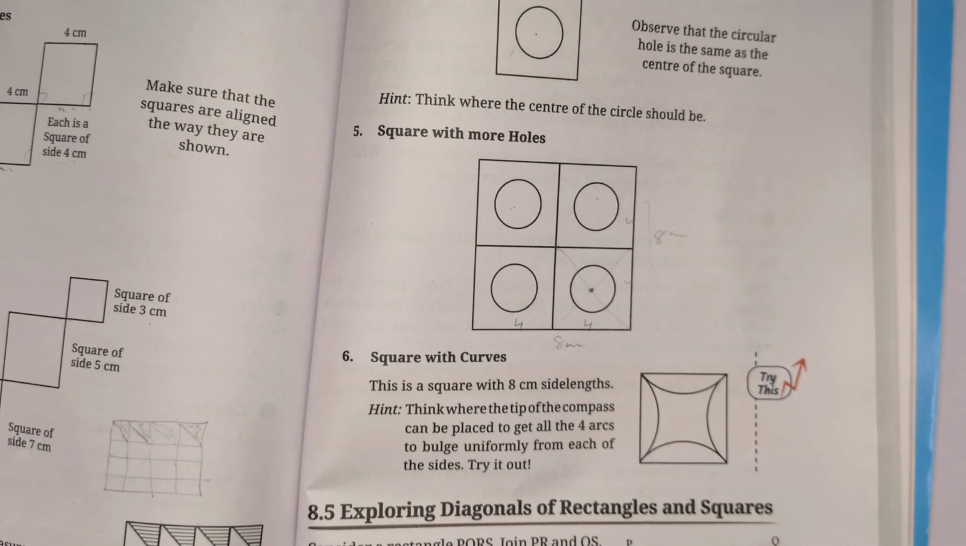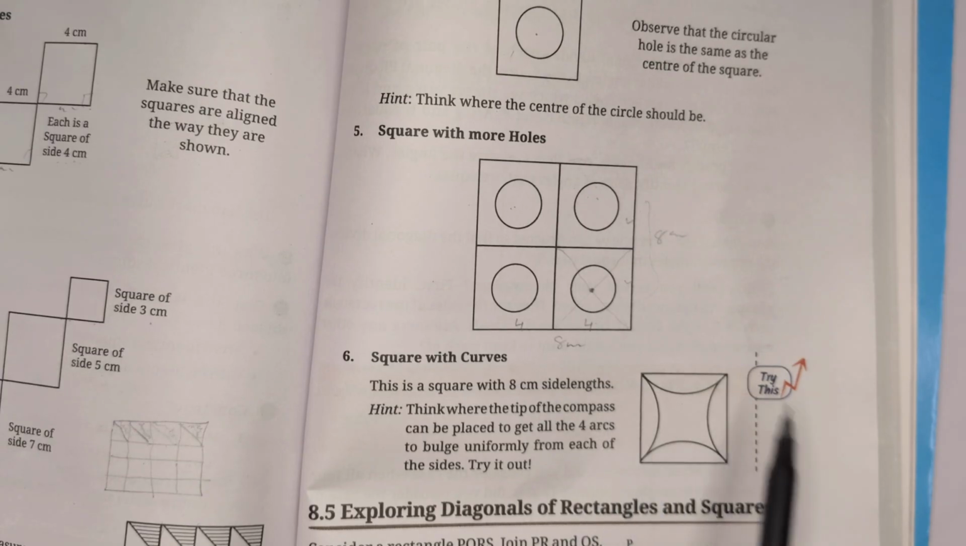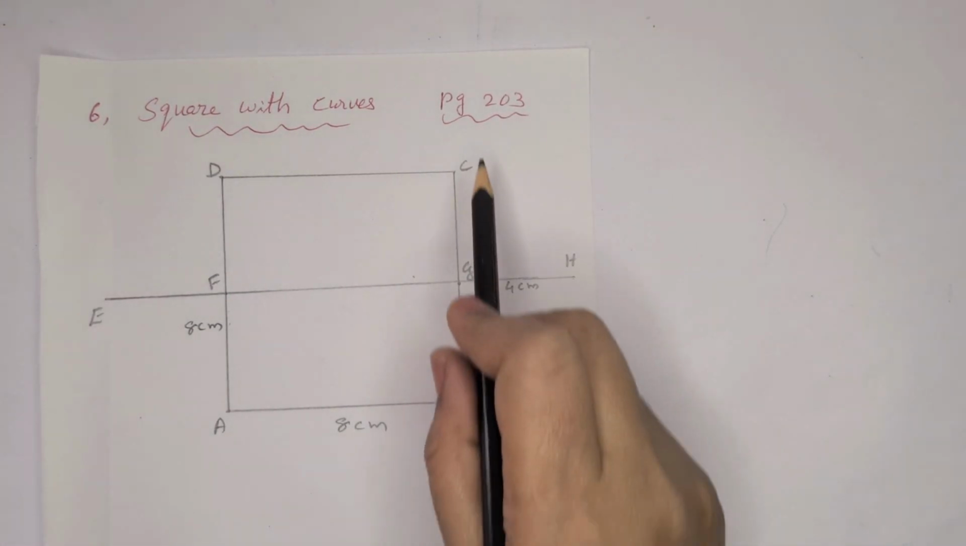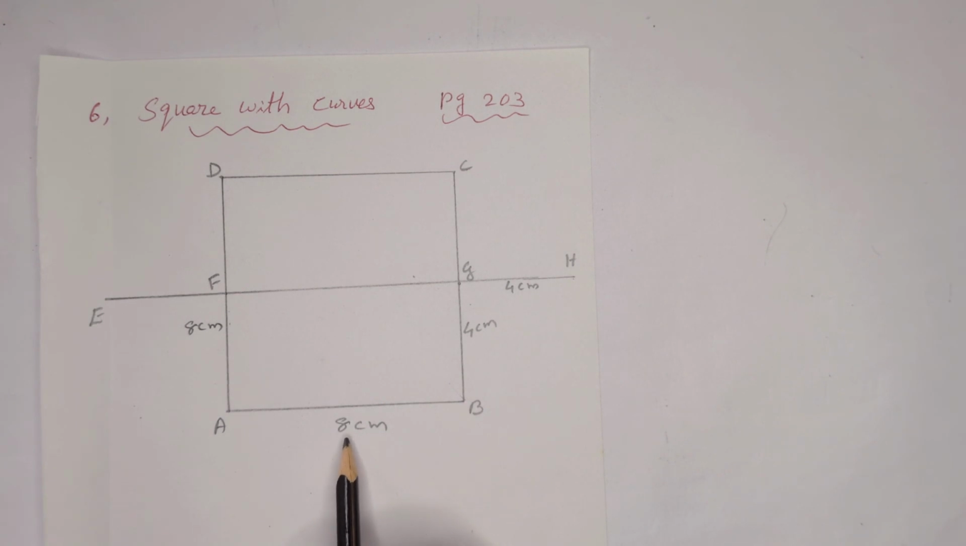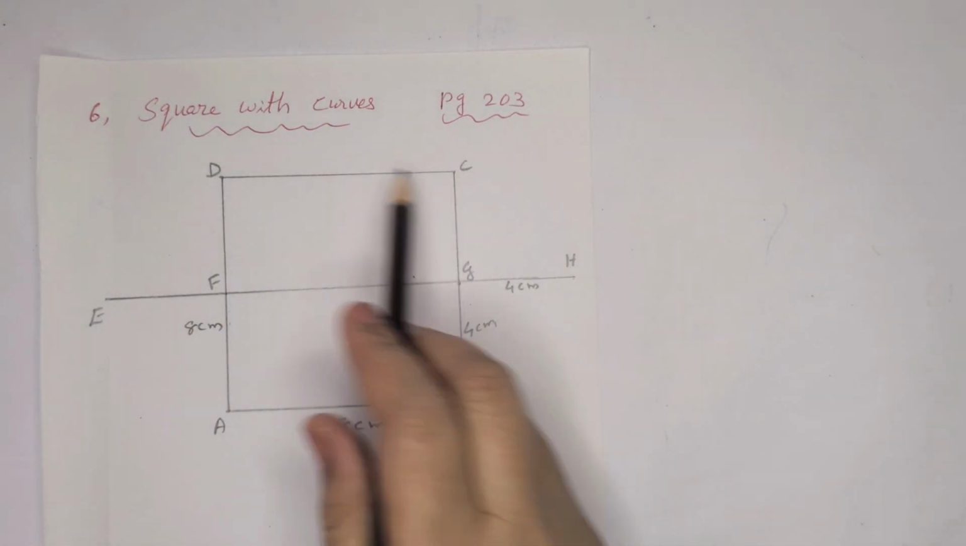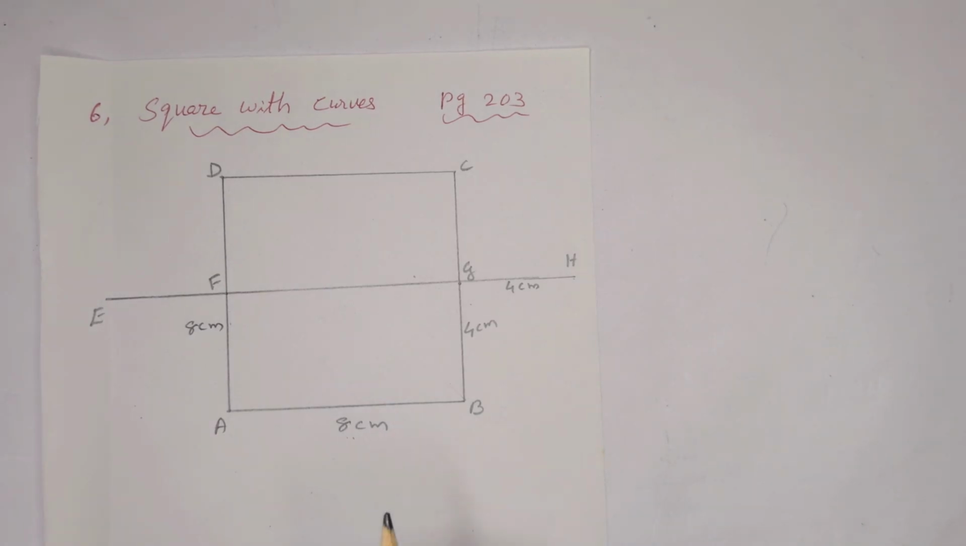This question, square with curves. This is a square with 8 centimeter side length. So first we have to construct a square of side 8 centimeter. Everywhere 8 centimeter. ABCD is a square of side 8 centimeter.